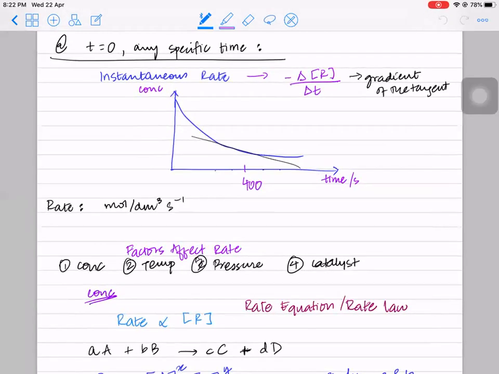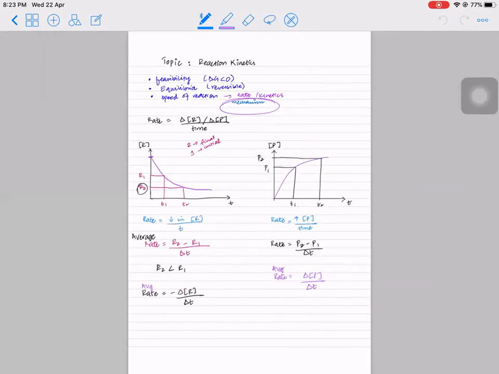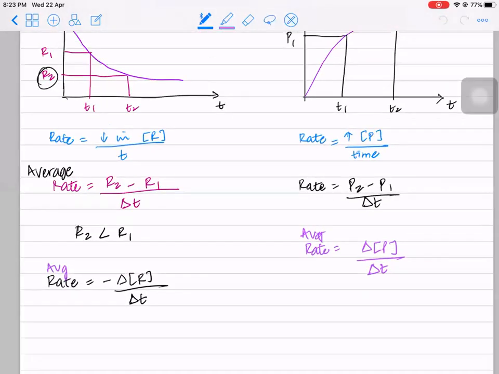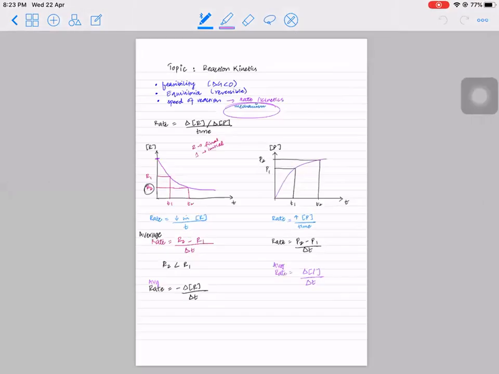So this, remember, if you were to find it at 400 seconds, then you had to make what? A tangent at 400 seconds, take two values before 400, two values after 400, and you could calculate the gradient of the tangent, right? Now, this was your instantaneous rate. And what was your differential rate? That was basically your average rate, change in concentration upon change in time, right? That was your average rate.